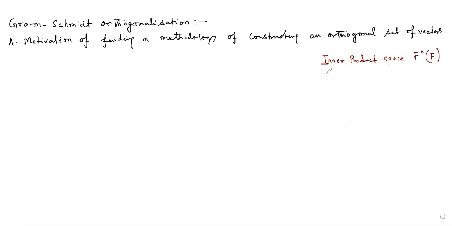And we know that in this inner product space, the inner product that is defined is the standard inner product. Several times I have discussed it. Okay, so this is the primary requirement. The knowledge of this is the primary requirement. Now we are going to consider a special type of inner product space, which is a special case of F^n.